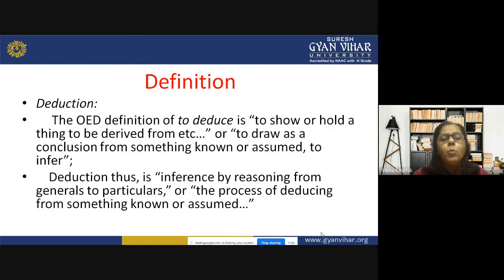Definition: the OED definition of to deduce is to show or hold a thing to be derived from, etc. To draw as a conclusion from something known or assumed, to infer. Deduction, thus, is inference by reasoning from generals to particulars, or the process of deducing from something known or assumed.